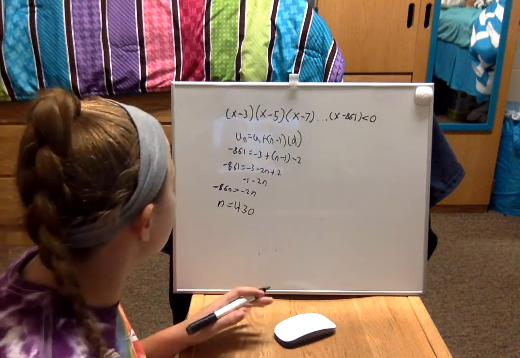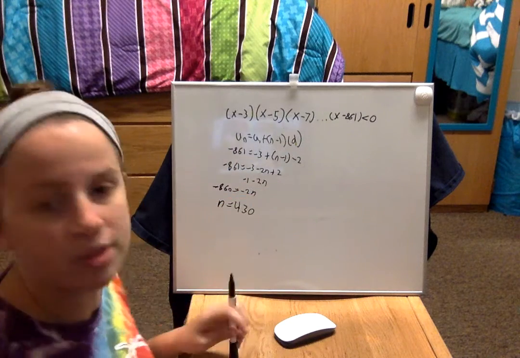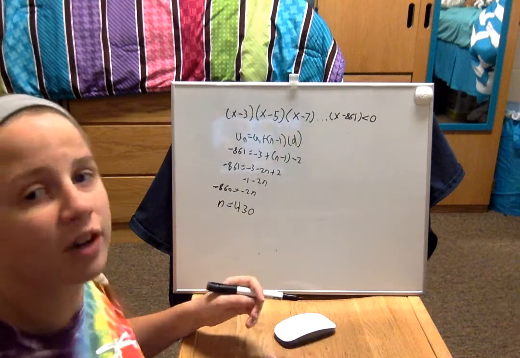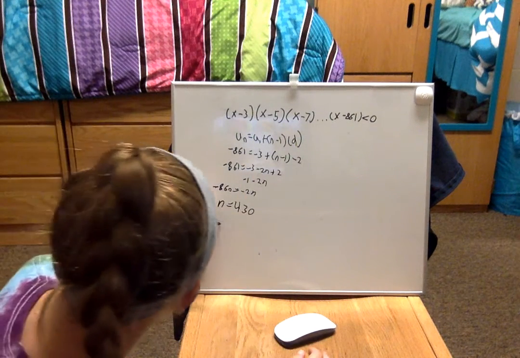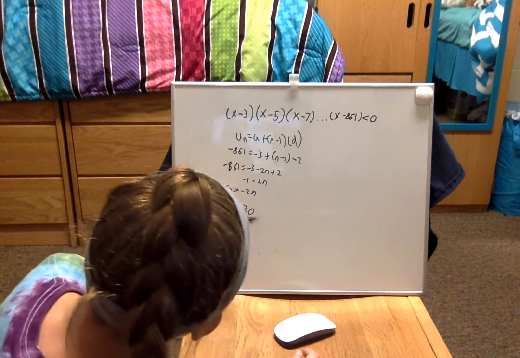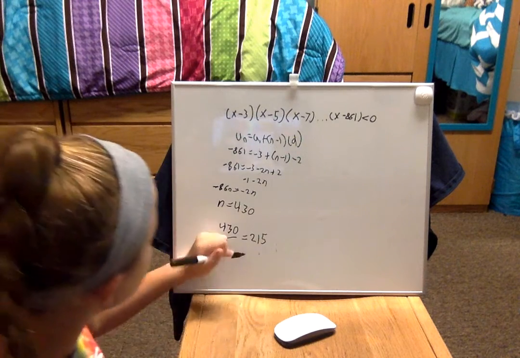So we can figure out how many even terms there are to figure out how many possibilities for x there are. We take 430 and divide it by 2 to get 215 evens, which is our answer.